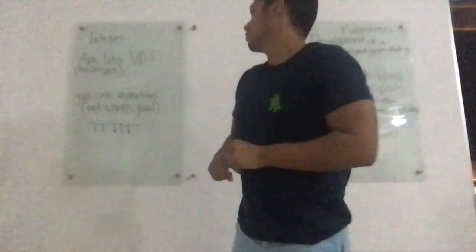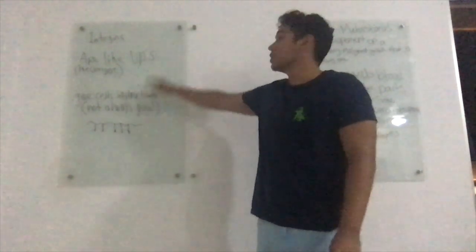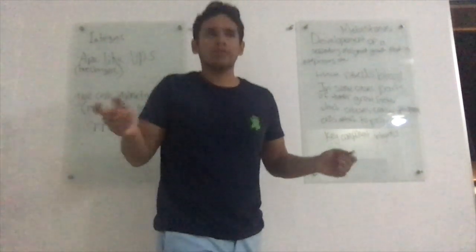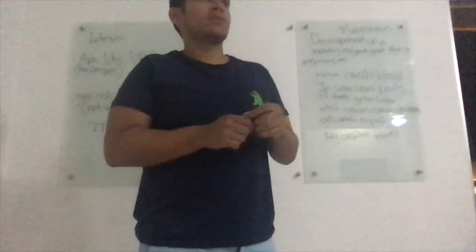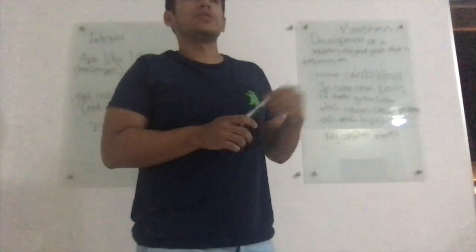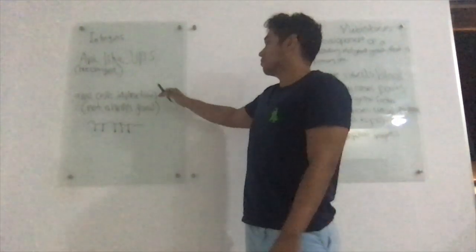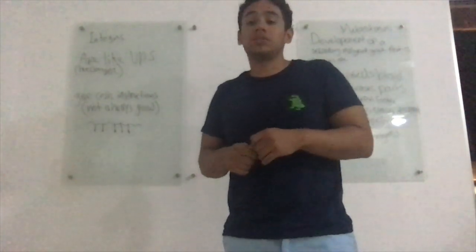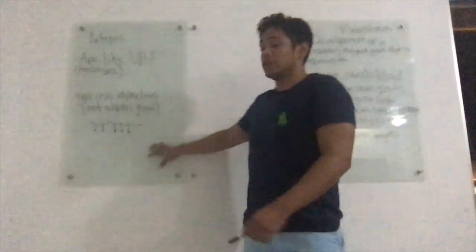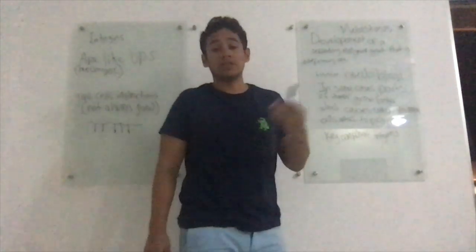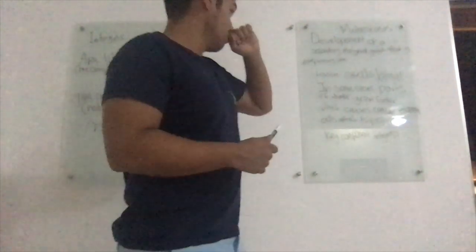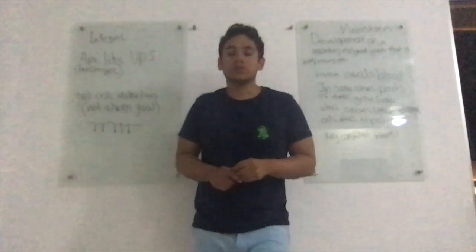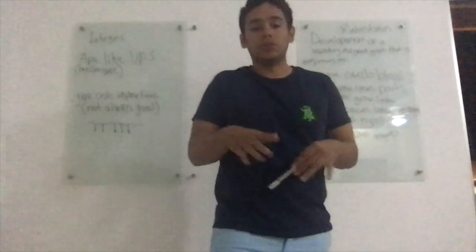Now, the process of metastasis starts with antigens. The antigens, I would say, are like UPS. They're like messengers. They let the cell know what the environment is like. They also give the cell instructions on what to do. In the case that we're talking about, metastasis, which is the spread of cancer, the antigens can tell the other cancer cells to go invade the surrounding tissue.